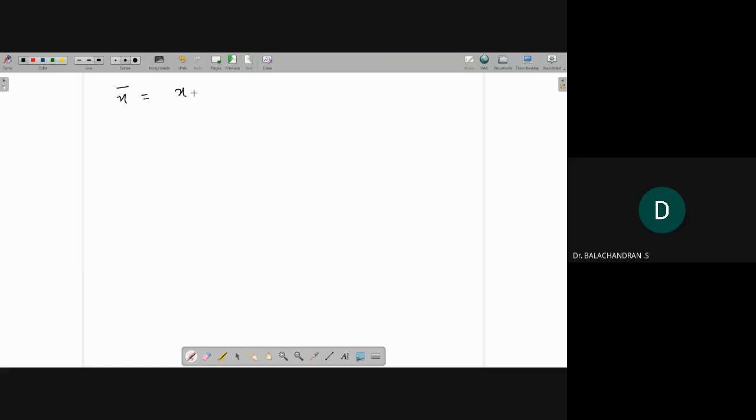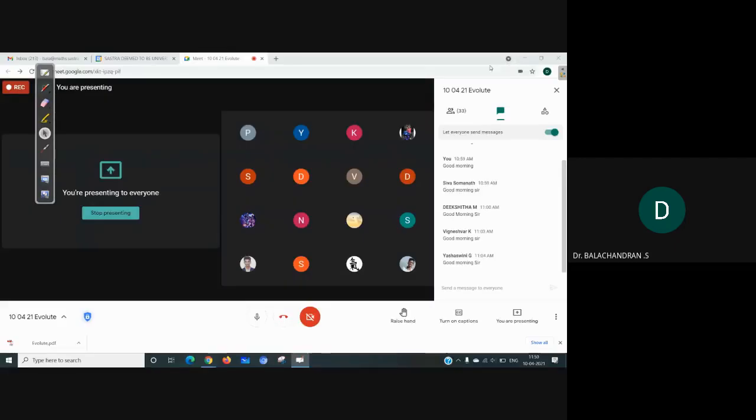So x bar equal to x minus y dash divided by y double dash into 1 plus y dash square. So who is ready to tell the answer? Not directly the answer, at least step by step. Still we have 10 more minutes, no problem.